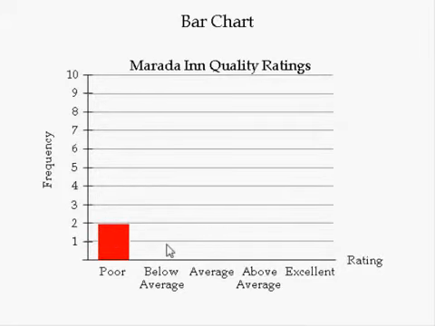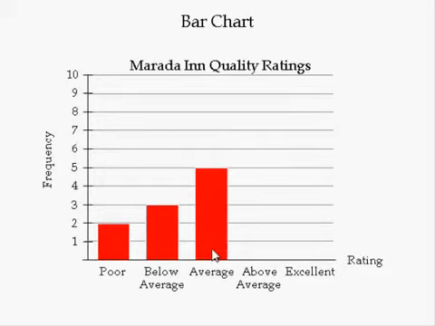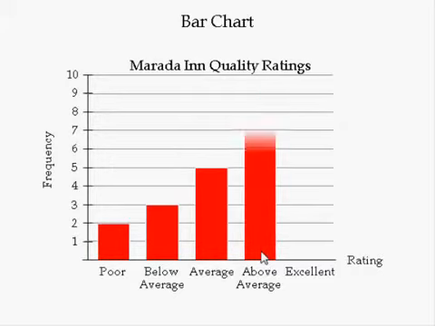Since the frequency of customers saying Murata's quality was below average is 3, the bar for this category stops at 3. Since the frequency for average is 5, the bar stops at 5. Since the frequency for above average is 9, the bar stops at 9. Because the frequency for excellent is equal to 1, the bar stops at 1. Notice there are gaps in between the bars.